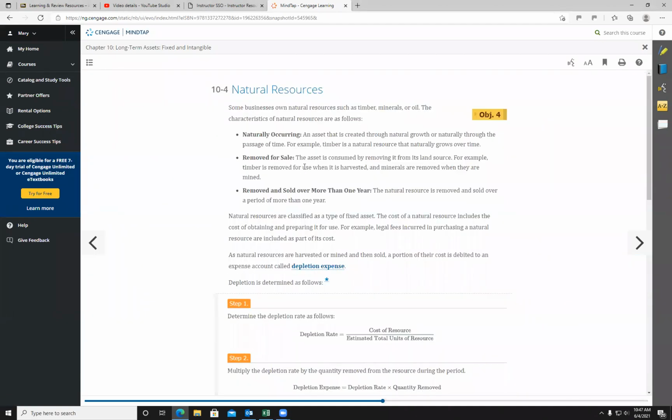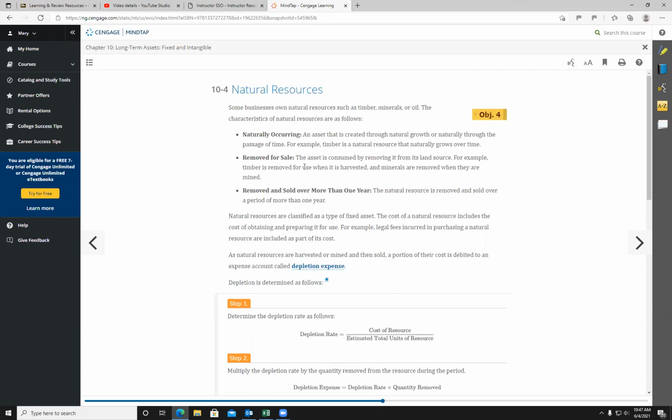Natural resources. Some businesses do own natural resources, and these include anything from timber to minerals and, most obviously, oil. The characteristics of natural resources are as follows. Of course, they're naturally occurring. They can be removed for sale and sold over more than 1 year. So natural resources are classified as a type of fixed asset.